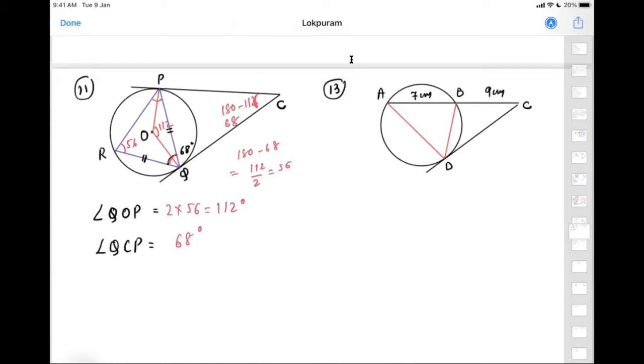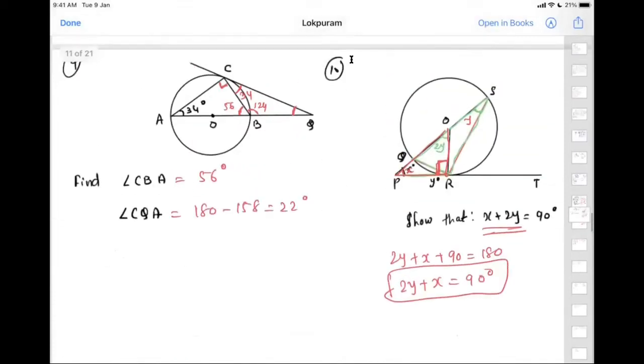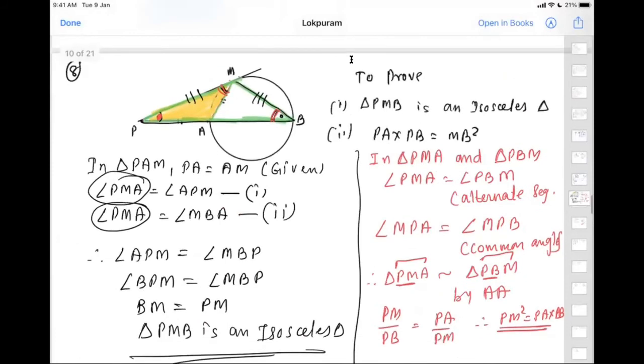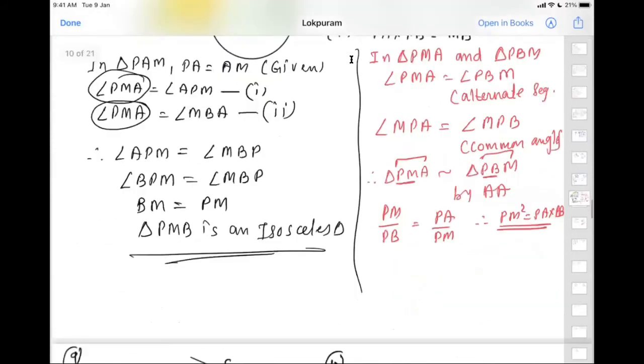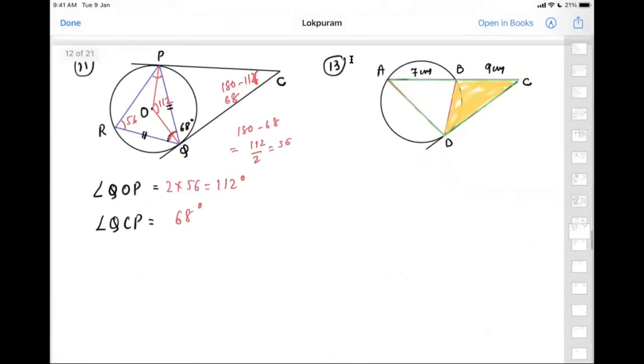In the figure alongside, AB is 7 centimeter, BC is 9 centimeter. Prove that triangle ACD is similar to triangle BCD. It is a very similar question to this question. See, the right side part of the 8th one, same question. Only the diagram has been changed a bit.